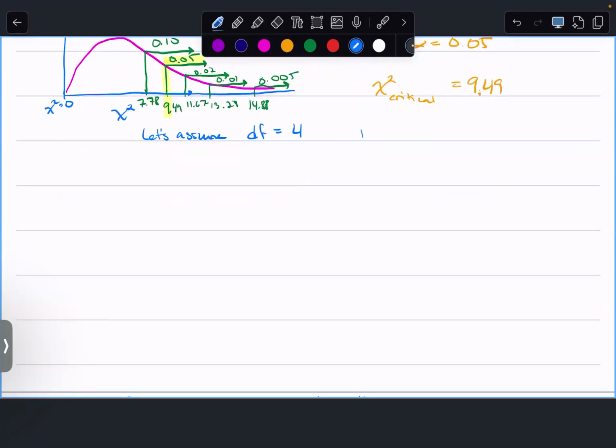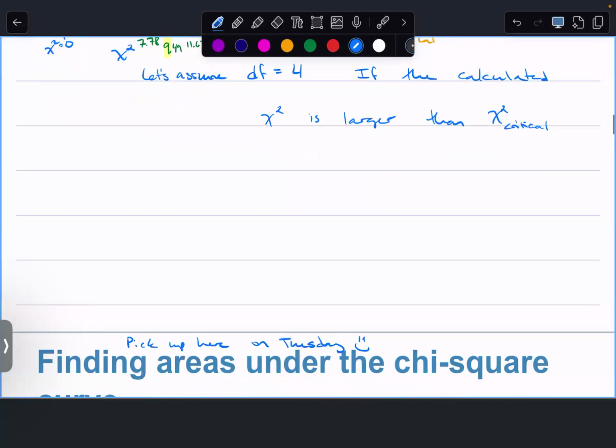So if the calculated chi-squared is larger, right? That would put it, so once you pass 9.49, it's going to be larger than 9.49, right? And so then the area in the tail is smaller. And so if the calculated chi-squared is larger than the chi-squared critical, we have enough evidence to reject h naught.